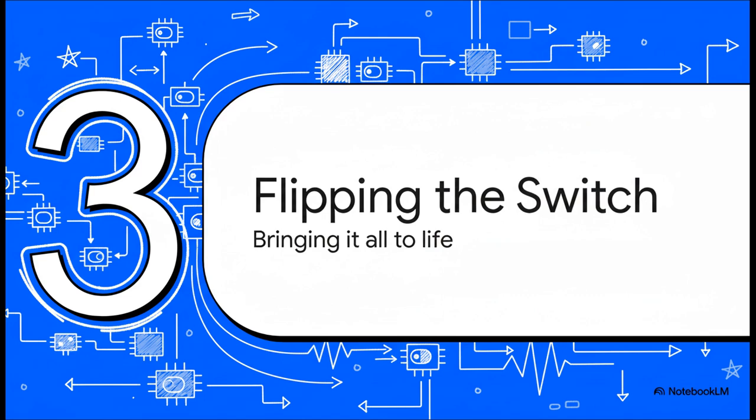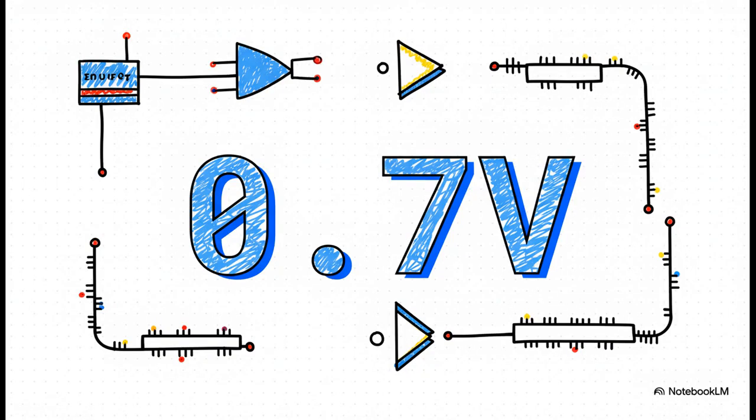Okay, now for the really, really cool part. Let's talk about flipping the switch. How do we actually turn this thing on? Well, it all comes down to this one magic number, 0.7 volts.